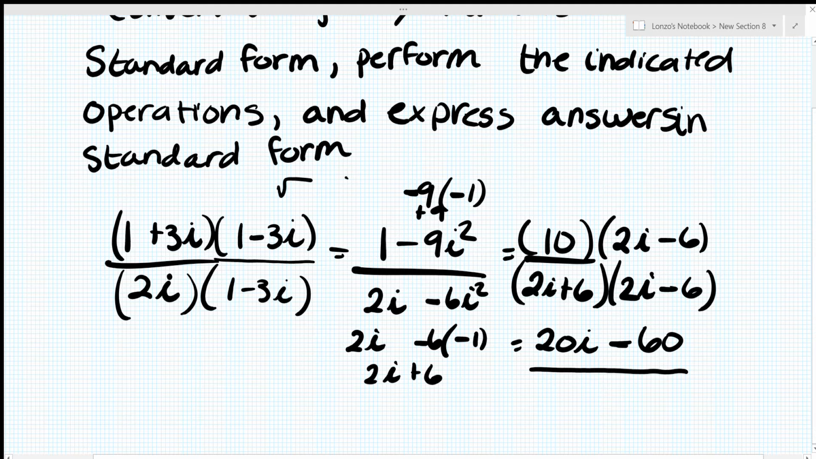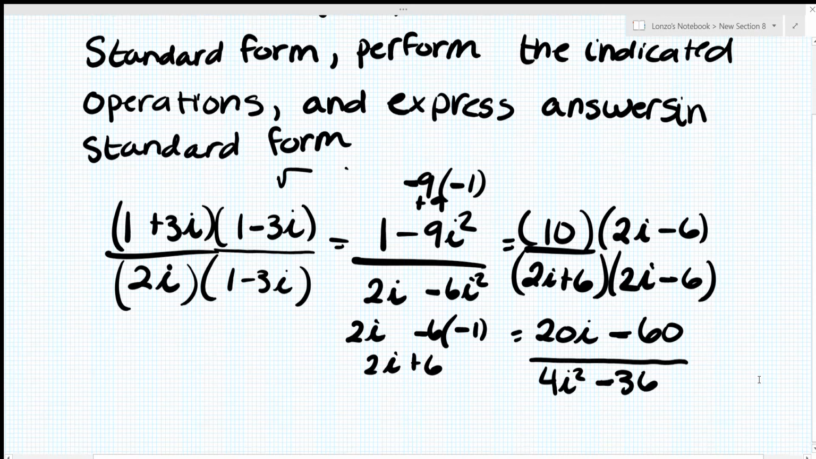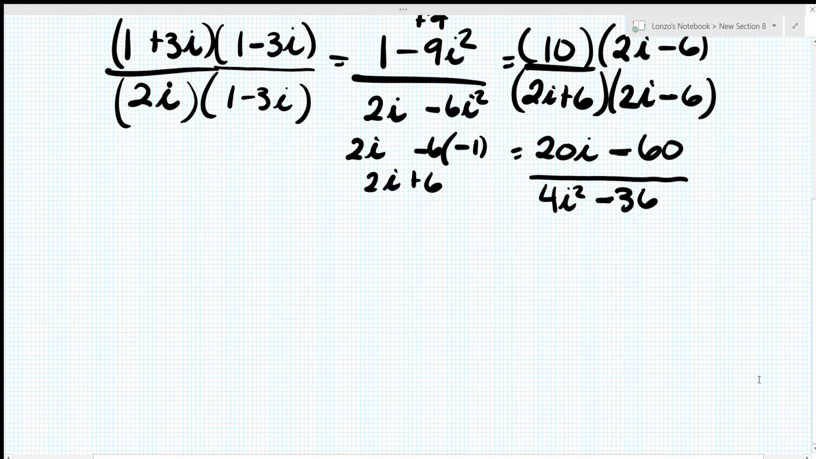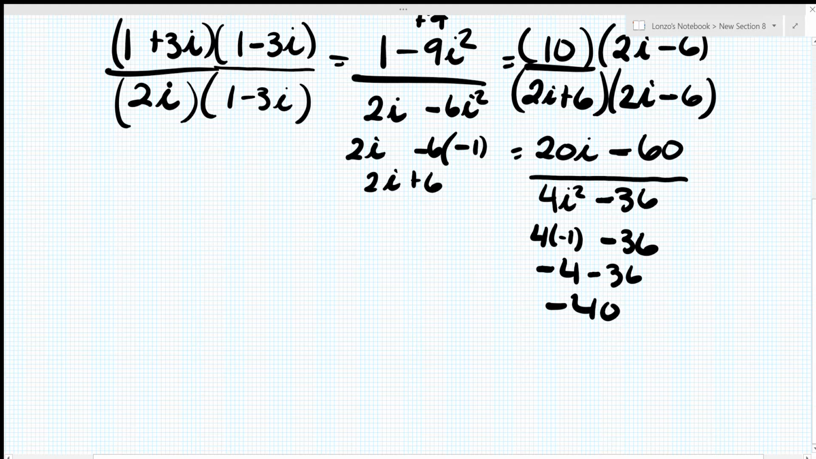And then the denominator is the perfect square. So the perfect square is going to be 4i squared minus 36. Okay, so let's simplify the denominator. i squared is -1, so it's 4 times -1 minus 36. So that's -4 minus 36, which is -40. So we have 20i minus 60 divided by -40.